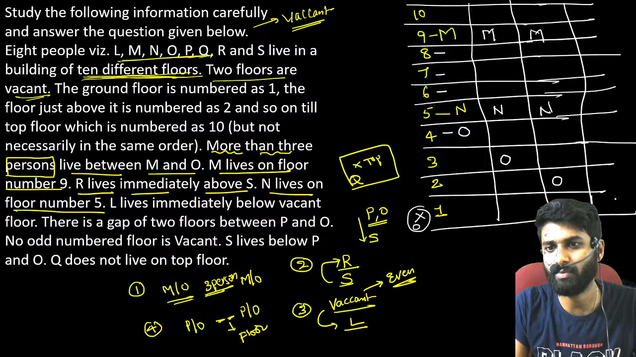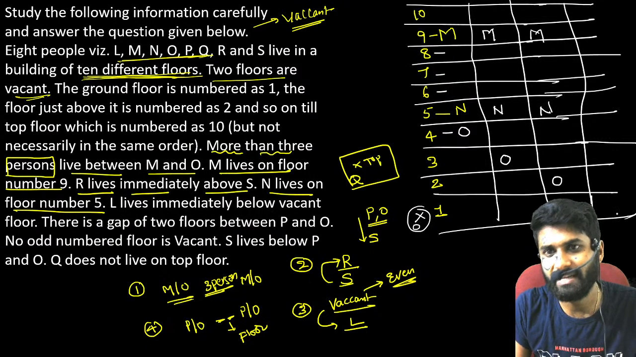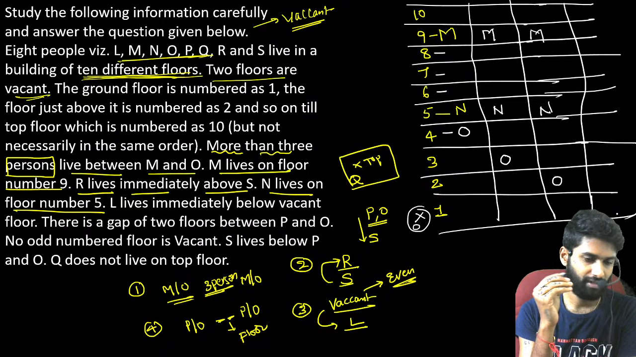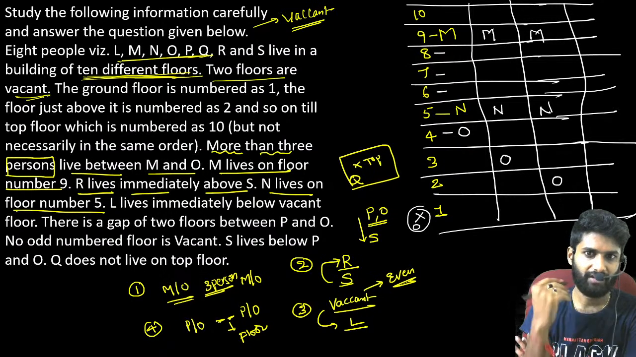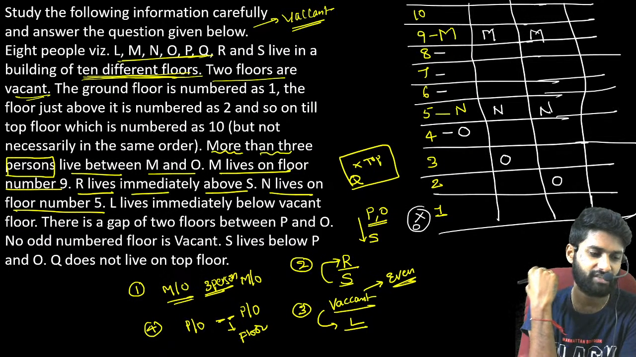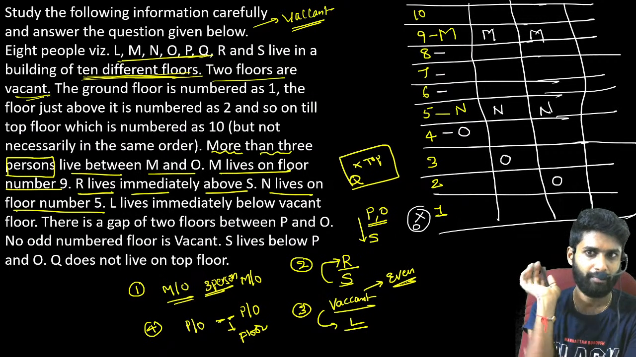So everyone is clear about the possibilities. We get 3 possibilities. More than 3 persons between M and O. Now I'm taking this one. So we cannot place O in the first place. Why? Because below P and O there is a person S. So you can confirm 3 possibilities.